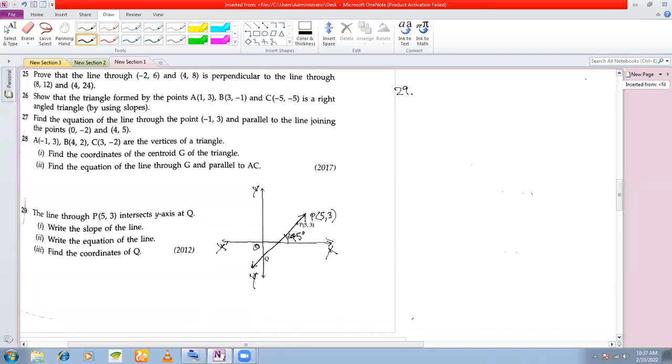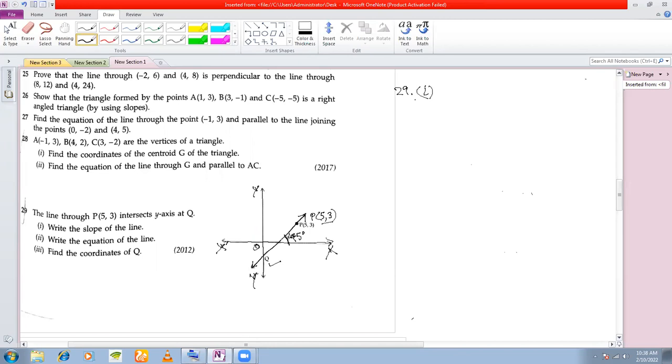So this straight line is given to you, which passes through the point 5, 3, and which makes an angle of 45 degree with the x-axis, right? This figure is given to you, and what are the points given here? This point is given as Q. Okay, this point here is given as P, whose coordinates are 5, 3. Okay, question is, first question, find the slope of the line.